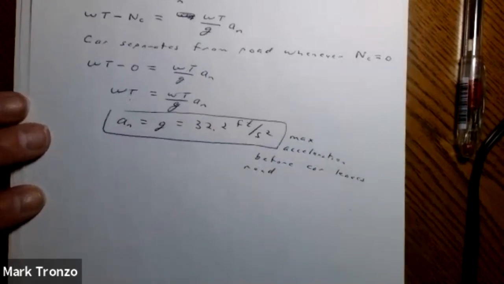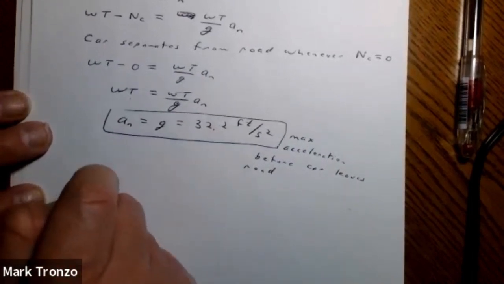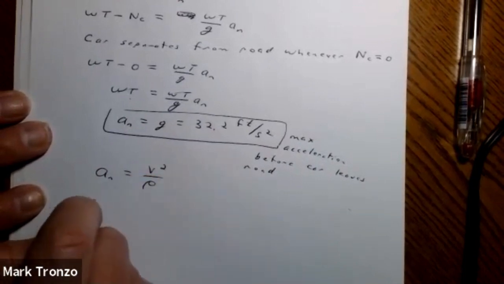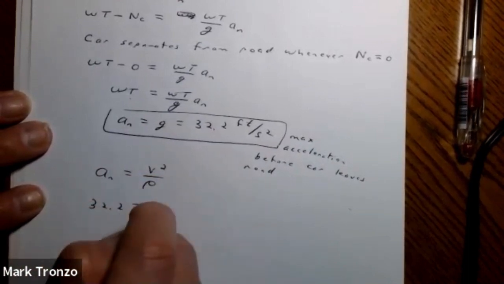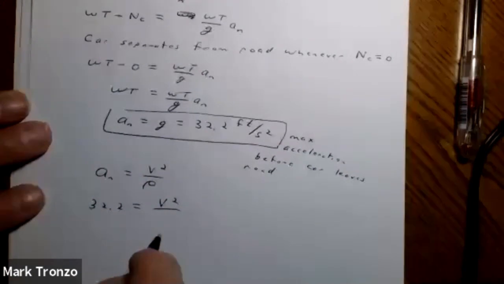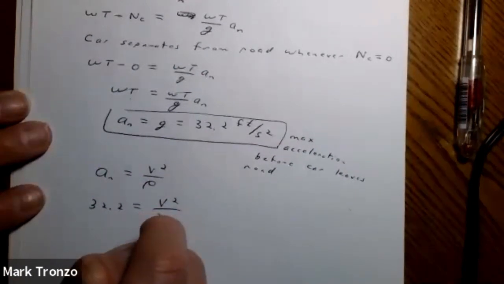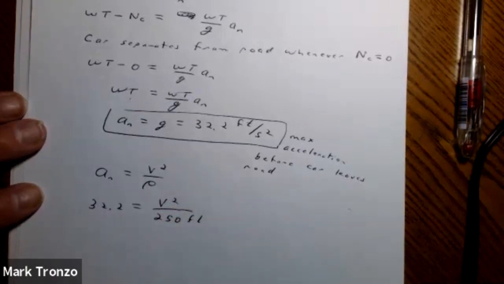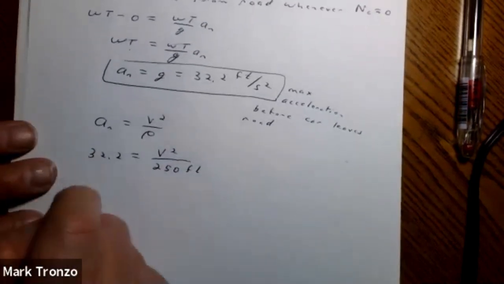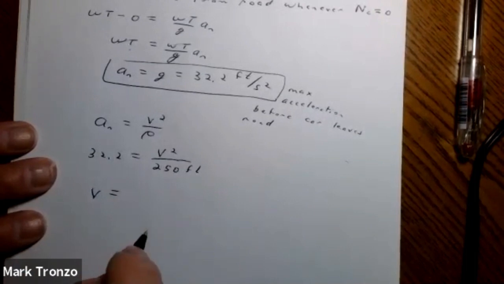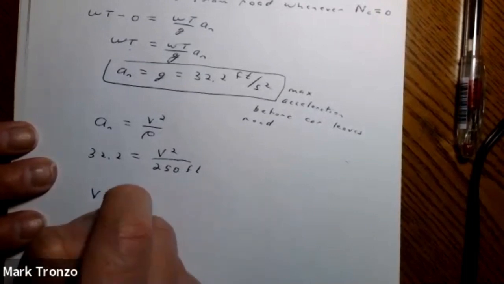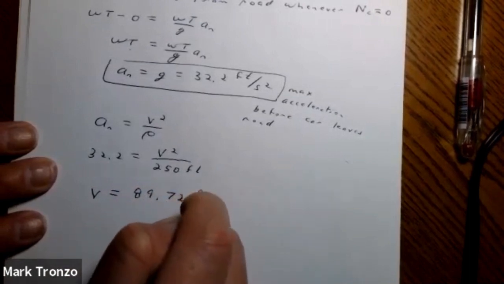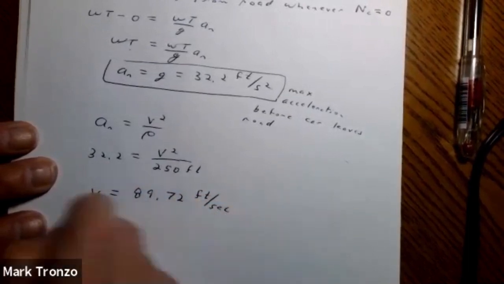And so once we know that, then we can, just as we did before, find our velocity. 32.2 equals velocity squared over, and we're told the radius was 250 feet. Put that in your calculator, and you get 89.72 feet per second.